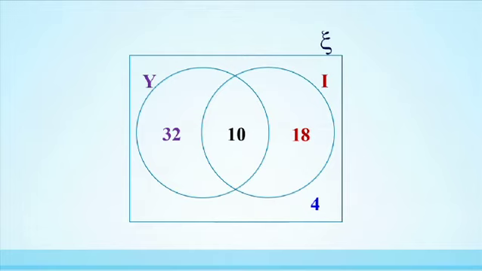This is the Venn diagram that was obtained after the survey. The rectangle is representing the universal set. There are two intersecting circles. The circle on the left-hand side is representing the set Y, and it contains two cardinal numbers, 32 and 10, whereas the other circle is representing the set I, and it contains two cardinal numbers, 10 and 18. We can also see that there is a cardinal number 4 outside the two circles.